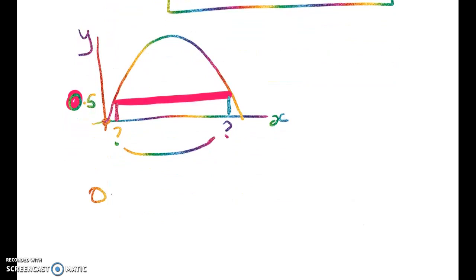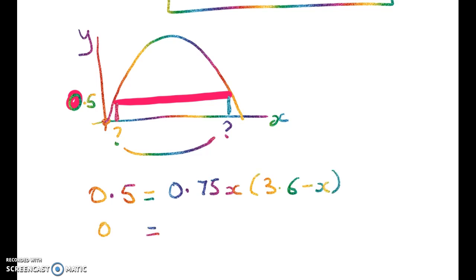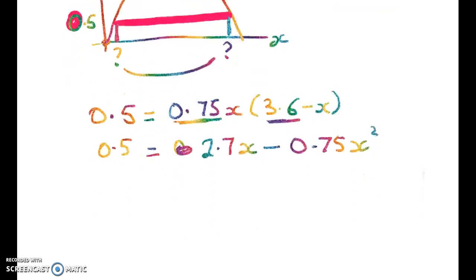So we've got our equation for the function, and we're going to set it equal to 0.5. So we have to solve this. 0.5 is equal to 0.75x times 3.6 minus x. So that's a quadratic, but we have to expand it to be able to use it. 0.5 is equal to what have we got? 3.6 times 0.75 gives me a nice round 2.7x minus 0.75x squared.